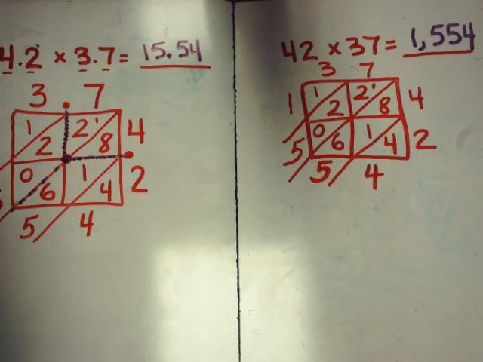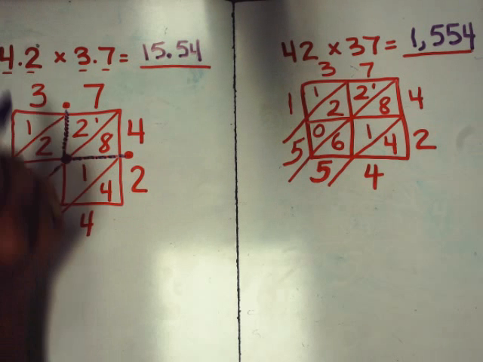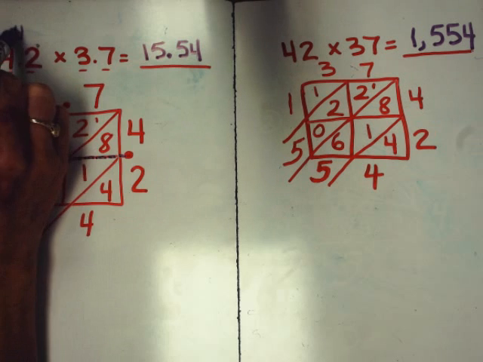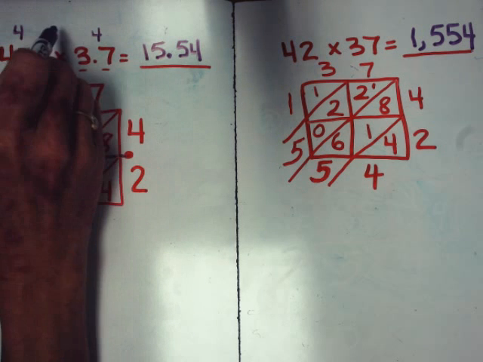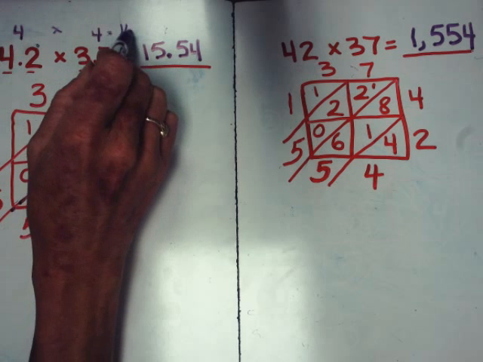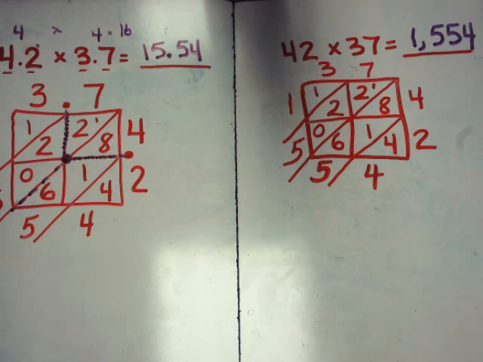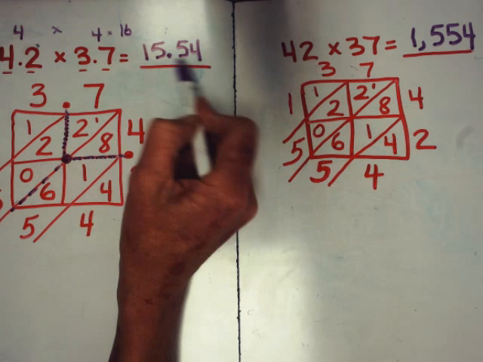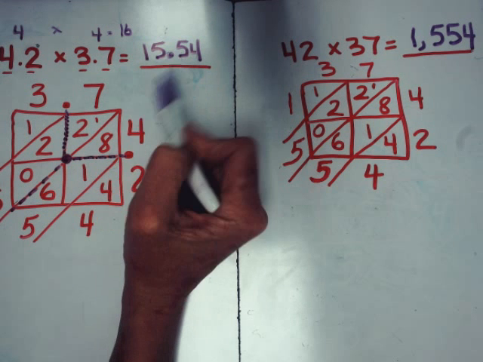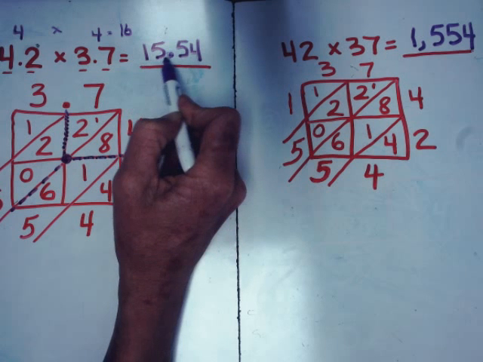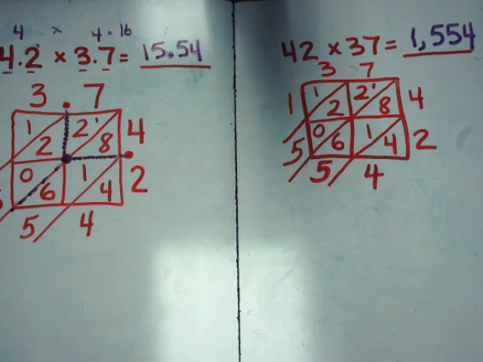You can check that with a magnitude estimate. If I had estimated in the beginning, I would have said this is close to 4, and this is close to 4. 4 times 4 is 16. So my magnitude estimate needs to be in the tens. When I look at my answer, my magnitude estimate tells me it should be in the tens. My answer is in the tens because I put my decimal point after the 15, which is a number that is in the tens. And that is how you do multiplying decimals using the lattice method.